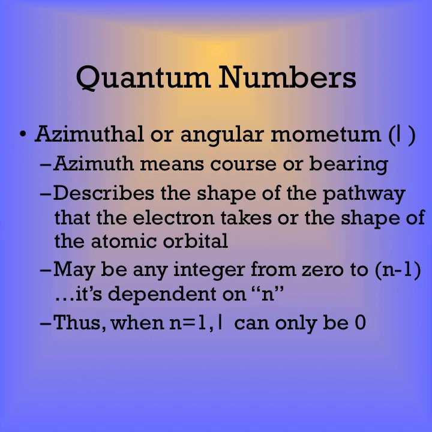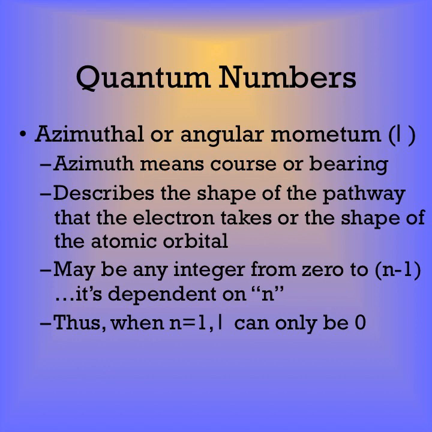We're going to liken this to saying we live in Shreveport. The energy level, the principal quantum number n, was like saying we live in Louisiana. So again, we're getting more specific. l may be any integer from 0 up to n minus 1. And we always start with 0, and then we say n minus 1 is where we stop.